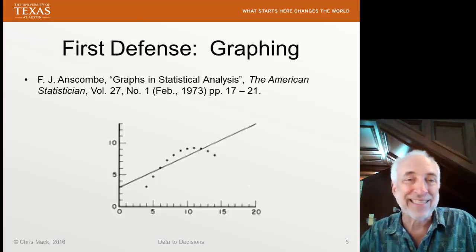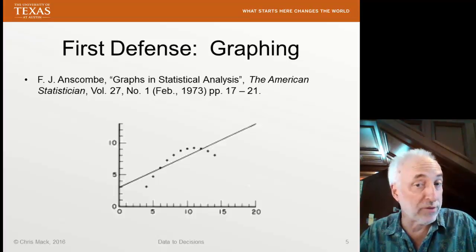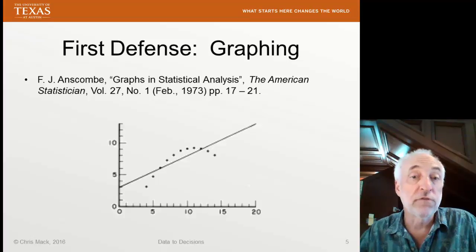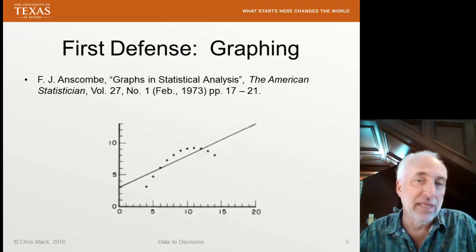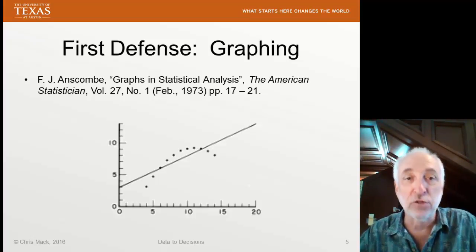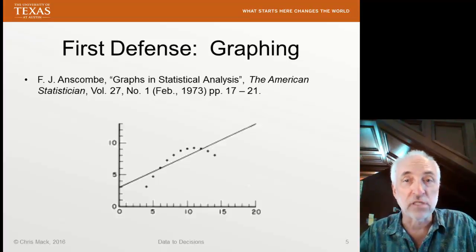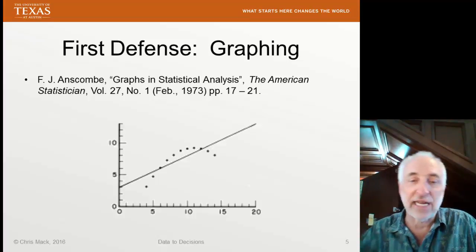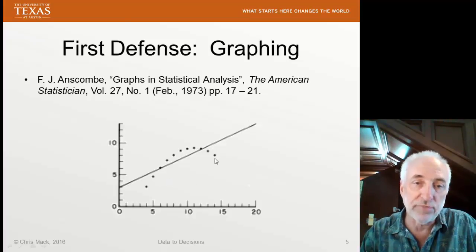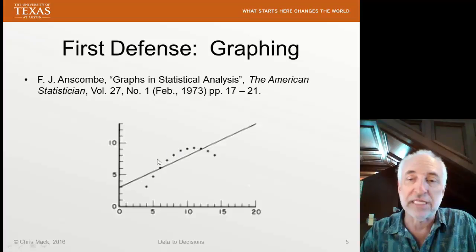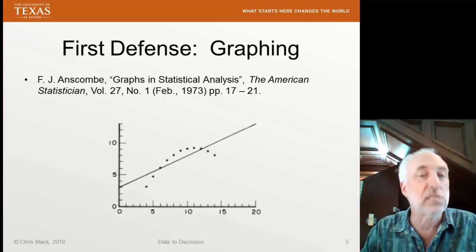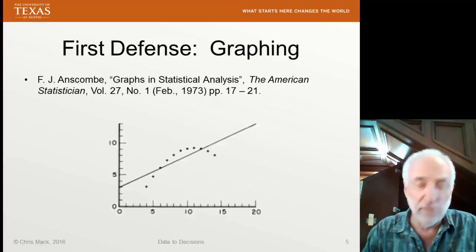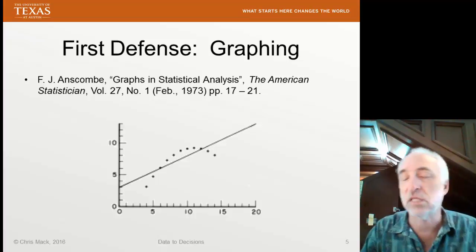The first way to get at the problem of whether or not we've got the right equation, whether or not we're fitting with our model all the systematic variation in the data, the first defense, is graphing. Here's a graph from that famous paper that I've referred to a number of times by Francis Anscombe, Graphs in Statistical Analysis, where we've got a best fit line to a set of data that obviously has a second order curvature to it. So there's some systematic variation that's not being captured by our model. Graphing is the easiest way to detect at least gross differences between the model and the systematic behavior in our data.